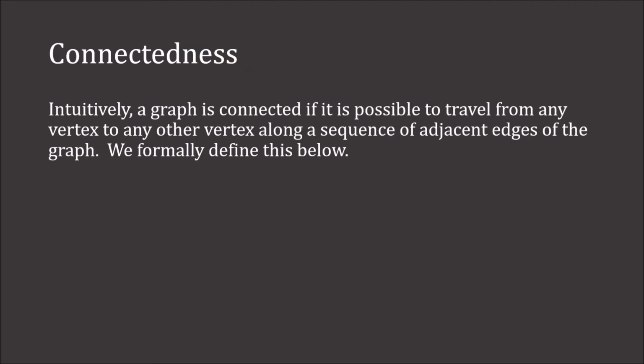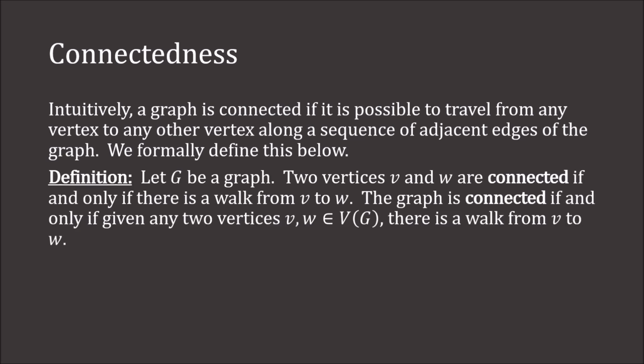Intuitively, a graph is connected if it is possible to travel from any vertex to any other vertex along a sequence of adjacent edges of the graph. We formally define this here. Let G be a graph. Two vertices V and W are connected if and only if there is a walk from V to W. The graph is connected if and only if for any two vertices V and W in the set of vertices of G, there's a walk from V to W.